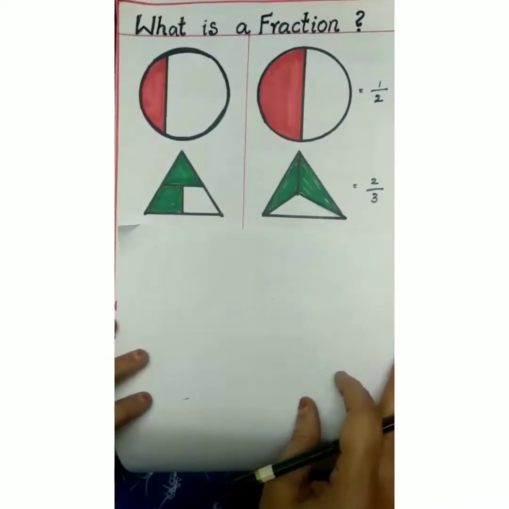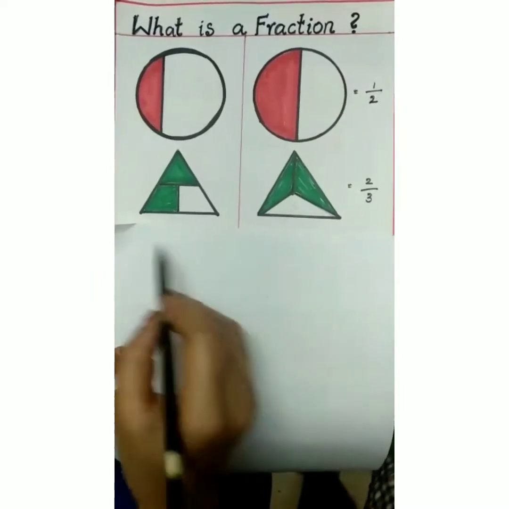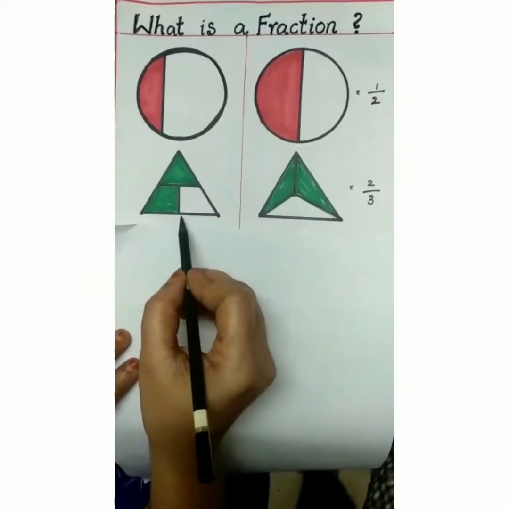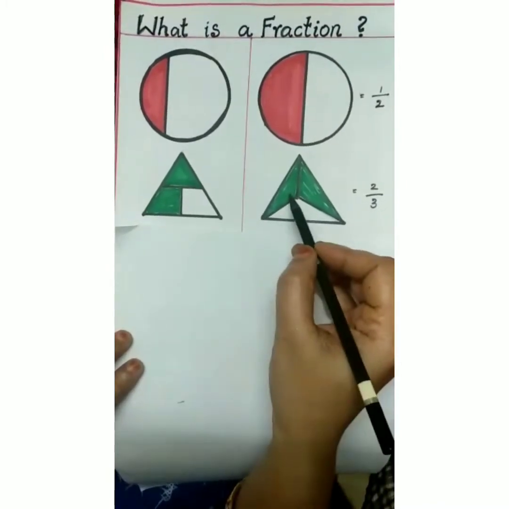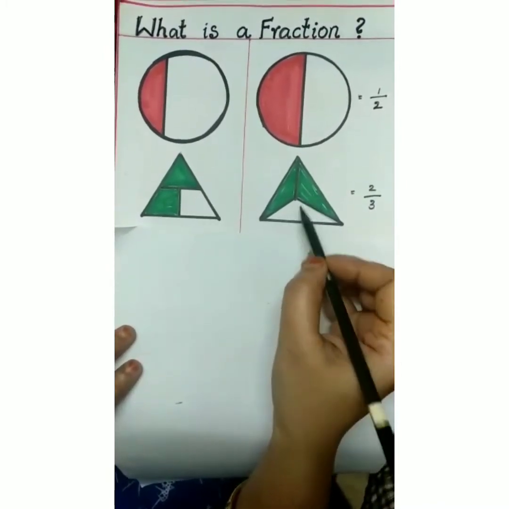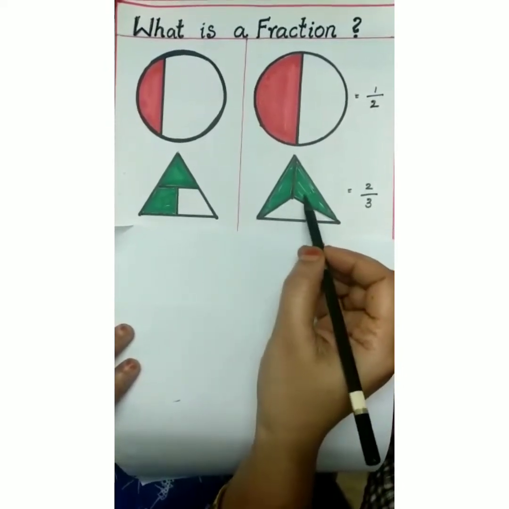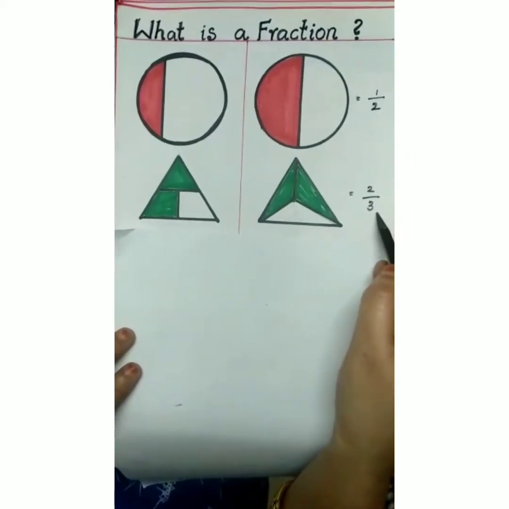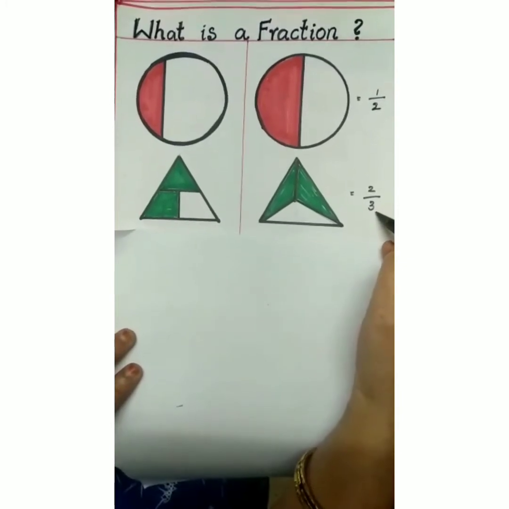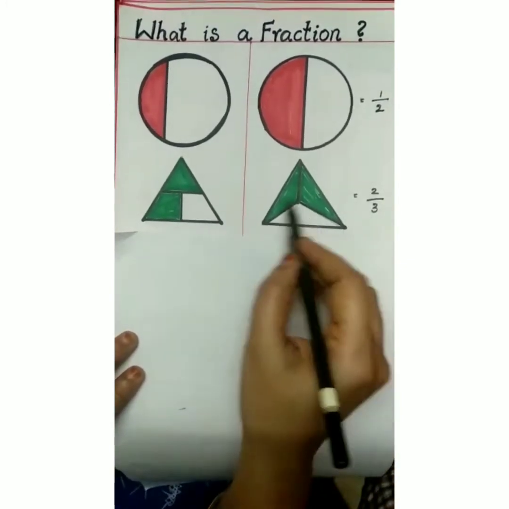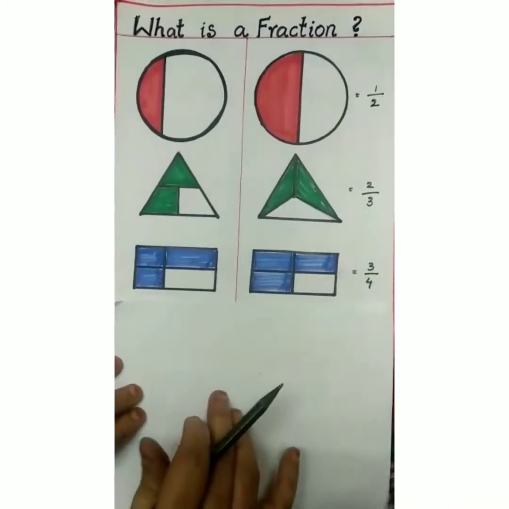Now come to the second one. Here you have two triangles where each triangle is divided into three parts. Are they equal in the first triangle? No. In the second triangle? Yes, where each equal part represents 1 by 3, 1 by 3 and 1 by 3. Now here I selected two parts, where this green shaded portion represents 2 by 3. 2 represents the selected parts and the bottom number 3 represents the number of equal parts into which the whole has been divided.